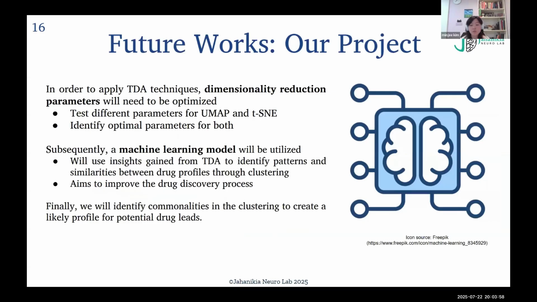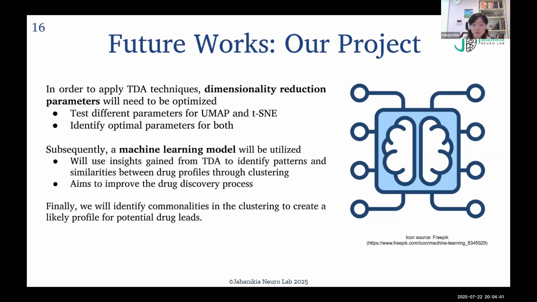For our future work, our focus is on refining the entire pipeline from dimensionality reduction to lead identification. We plan to optimize the dimensionality reduction parameters and visualization parameters that feed into topological data analysis. This includes experimenting with settings in UMAP and t-SNE such as the previously mentioned n neighbors and minimum distance and perplexity to identify which combinations produce the most informative low-dimensional structures for our data.